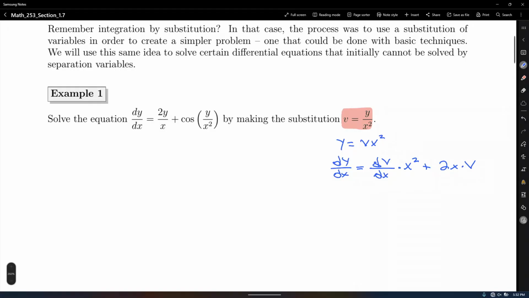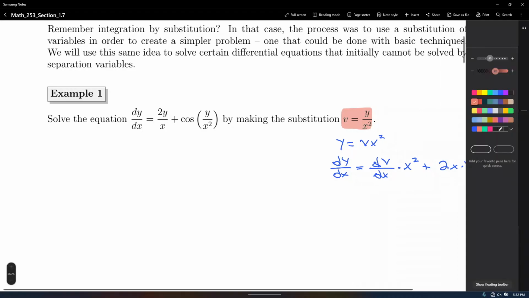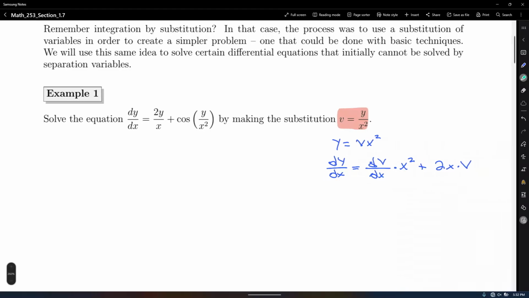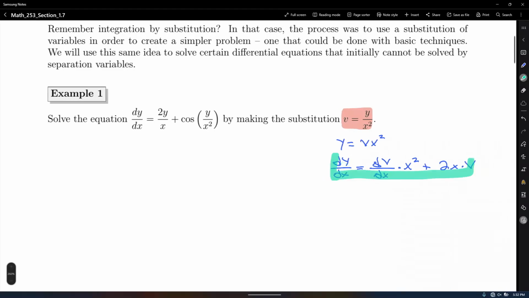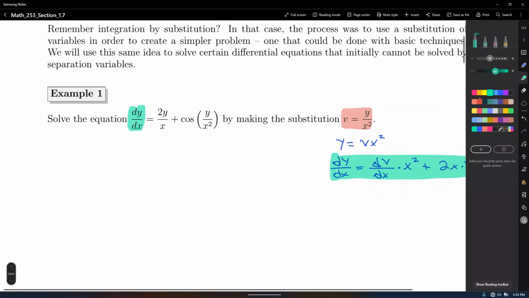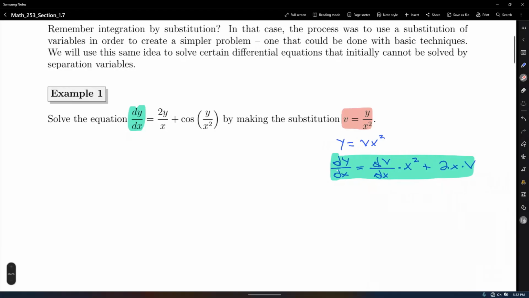All right, what's the purpose of all this? The purpose of all this is to replace all this, dy/dx, over here, and whatever we substituted for v, and that's going to give us a nicer equation to work with.